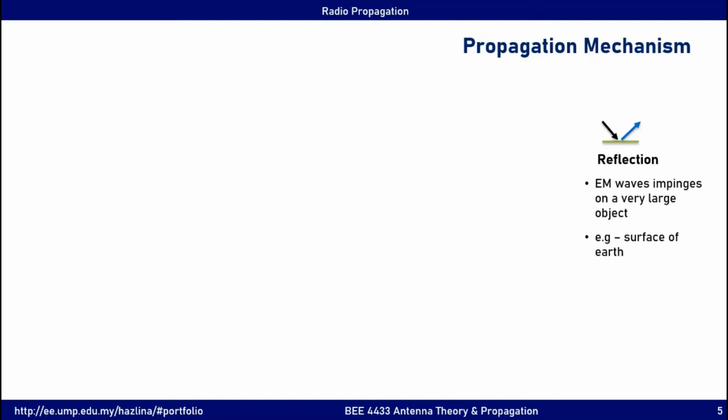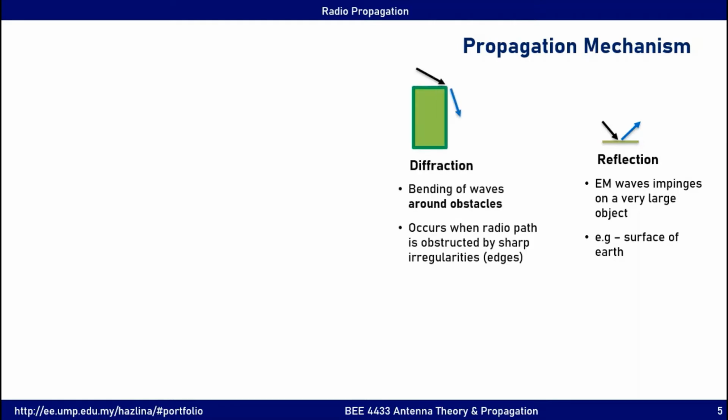When the path between transmitter and receiver is obstructed by a surface with sharp irregularities, the transmitted waves undergo diffraction.